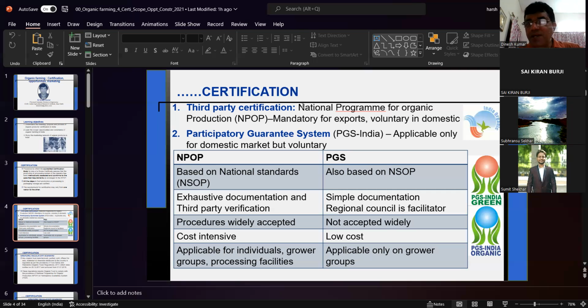But for domestic marketing, it is voluntary. It means if you are interested, you can have third-party certification and sell your product in the domestic or local market. But if you want to export, it has to be third-party certified.